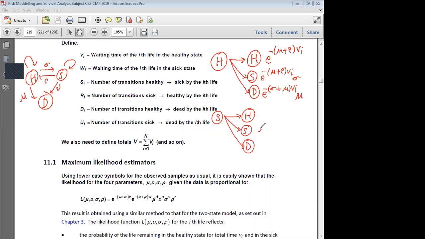Okay, so first of all, I can write this. This is very easy. Minus rho plus nu, and here I have Wi, right? And for H, I'll have e raised to minus rho plus nu Wi, and this is rho. So again, we are writing this only for one particular life, and that is why we only have rho here, nothing else, because it's just one. And here I'll have e raised to minus rho plus nu and Wi, and this will be nu. Does this make sense to you guys?